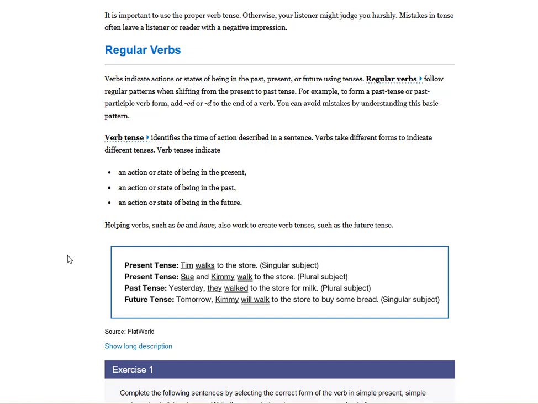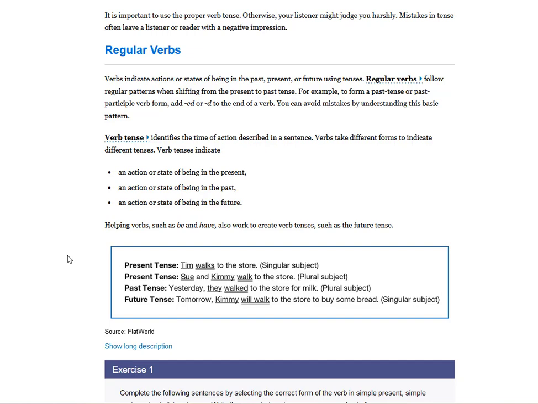Verb tense identifies the time of action described in a sentence. Verbs take different forms to indicate different tenses. Verb tenses often indicate an action or state of being in the present, in the past, or in the future. Helping verbs such as be and have also work to create verb tenses such as the future tense.